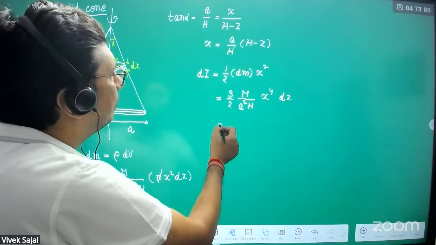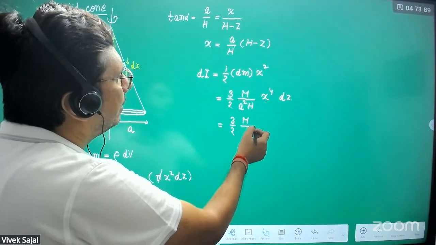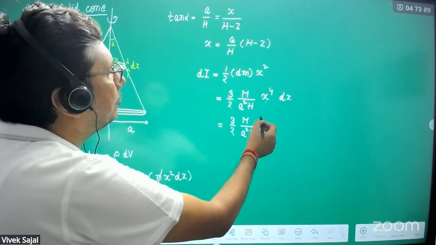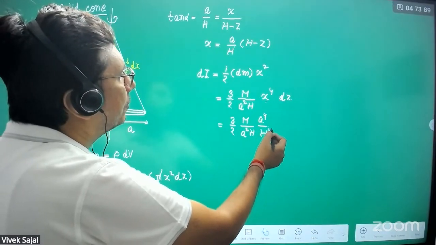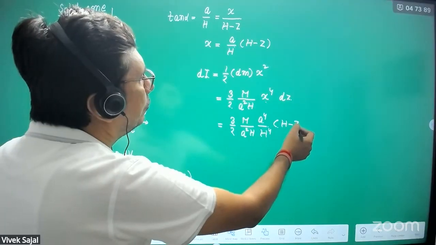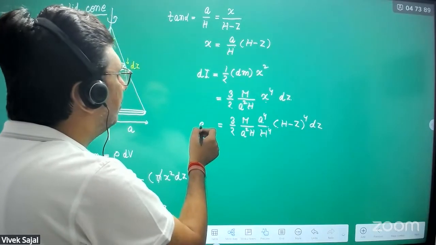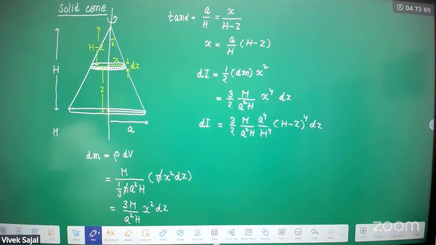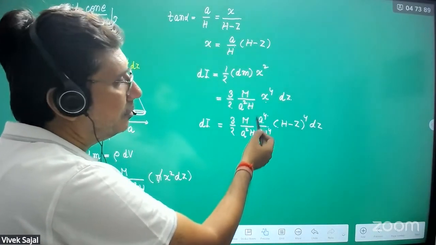So what will it be? This will be 3/2 m a square h x to the power 4. So this will be a to the power 4 upon h to the power 4, and this will be h minus z to the power 4, and this will be dz. This will be dI. ठीक है? So here, this is a square, this is a to the power 4, so a to the power 2 will be left.